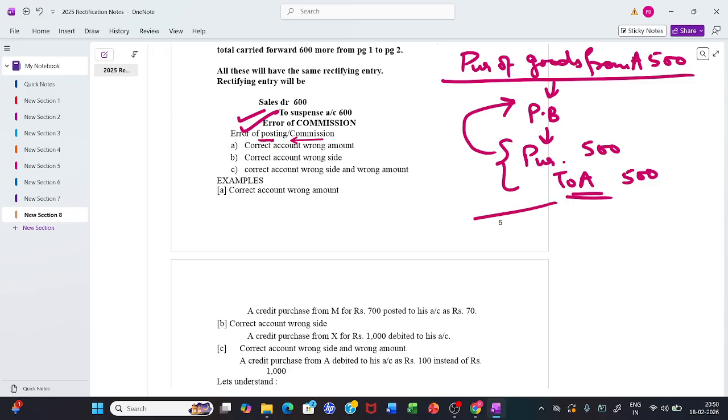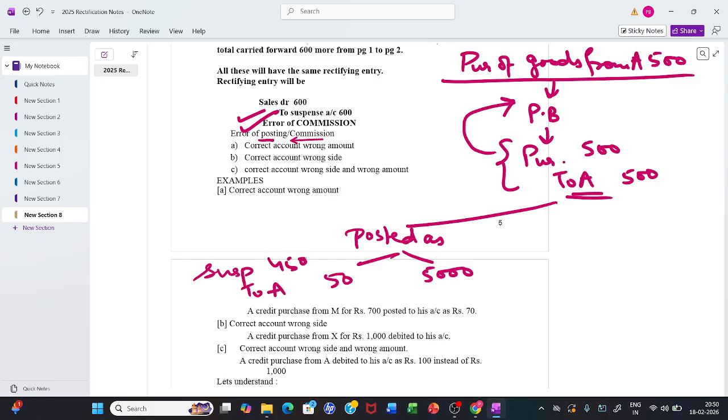So if I say that purchase of goods was posted as either 50 rupees or 5000 rupees. When I post it as 50 rupees, I am showing 450 less. Not in purchases, only in A. Suspense to A 450. A should be credited. Less is shown, so show the difference now. Let the side be same.